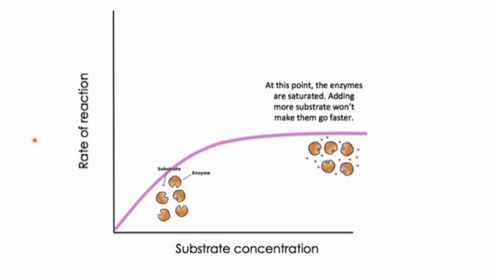So here is a graph between the rate of reaction and substrate concentration. Initially when we had more enzymes and less substrate, we added substrate and the rate of reaction increased. But a point will come when all the enzymes become saturated, and when we add more substrate there will be no effect unless we increase the enzyme concentration.